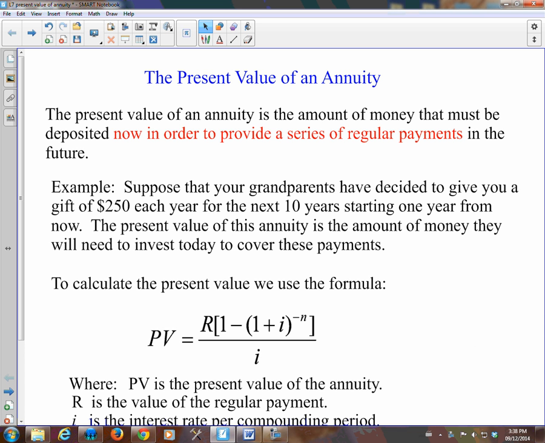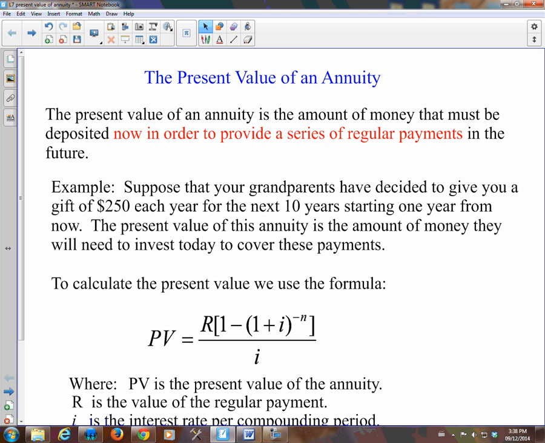So for example, suppose your grandparents want to give you $250 each year for the next 10 years, starting a year from now. The present value of this annuity is the amount of money they will need to put in the bank today to cover that payment of $250 each year for the next 10 years.